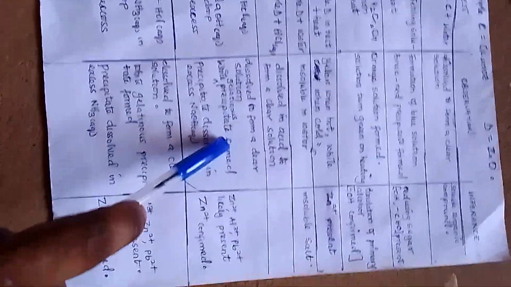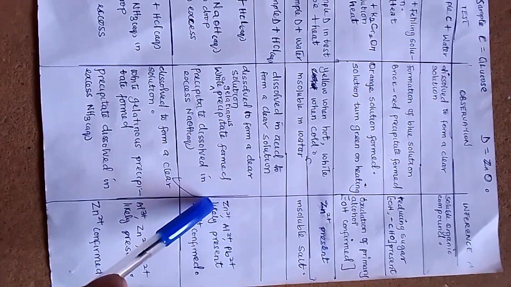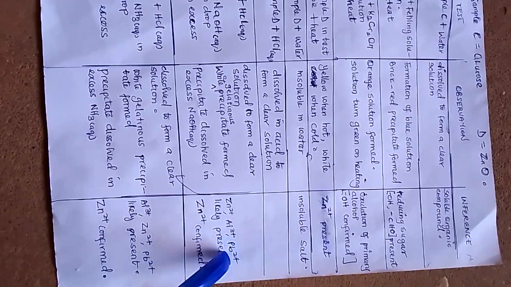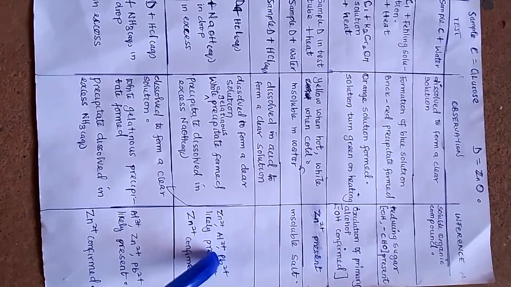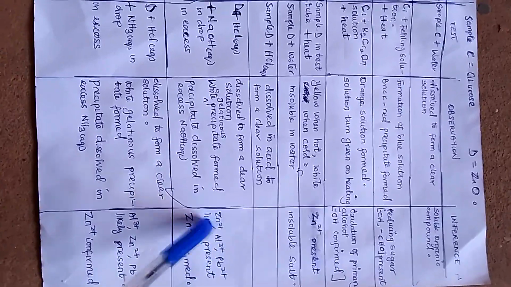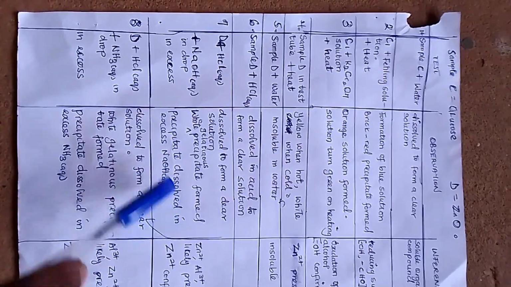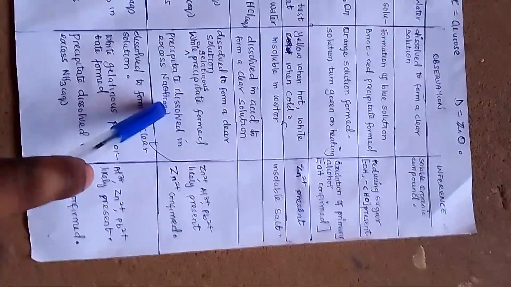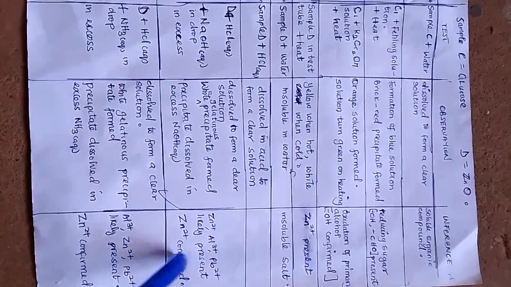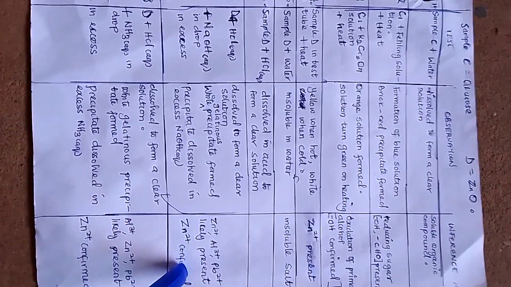White gelatinous precipitate forms, and the inference here is not only zinc ion that forms a precipitate with sodium hydroxide. We have zinc, we have aluminium, and we also have lead ion. So they are likely present, because all three of them, even magnesium ion, form a white precipitate with sodium hydroxide. In excess, the white precipitate dissolves in excess sodium hydroxide. Though aluminium and lead also dissolve in excess sodium hydroxide, because we've already known our salt to be zinc oxide, you're putting zinc confirmed here.